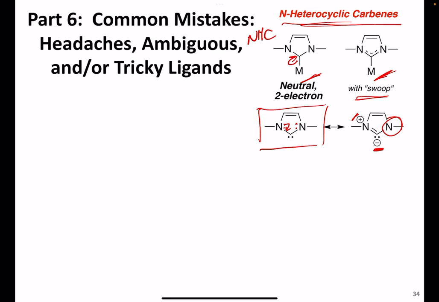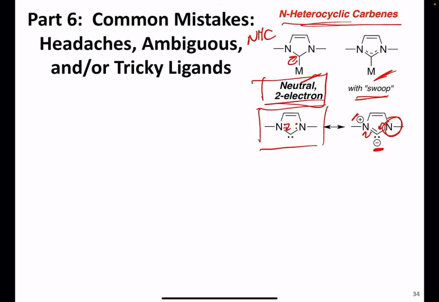You could have also chosen this nitrogen to dump the electron density in, and then you'd obviously have to open up and reform the lone pair on the other nitrogen center. However, in both cases, it doesn't matter. The N-heterocyclic carbenes are neutral 2-electron donors. If you see a metal bound to a carbon that is in a 5-membered ring featuring flanking nitrogens, these are N-heterocyclic carbene donors. Again, these are neutral 2-electron donors.